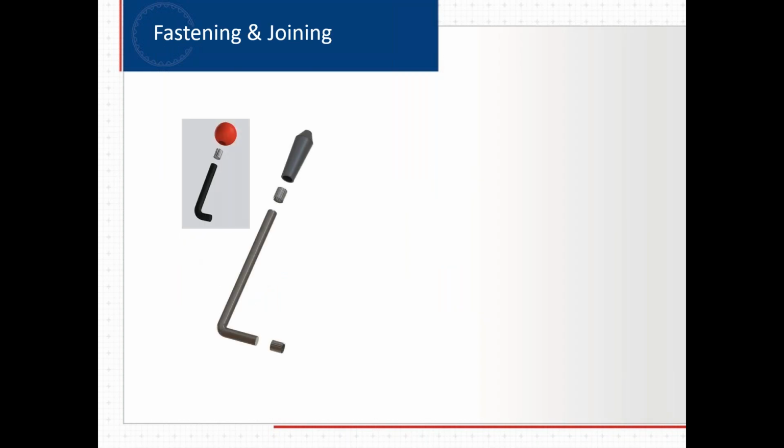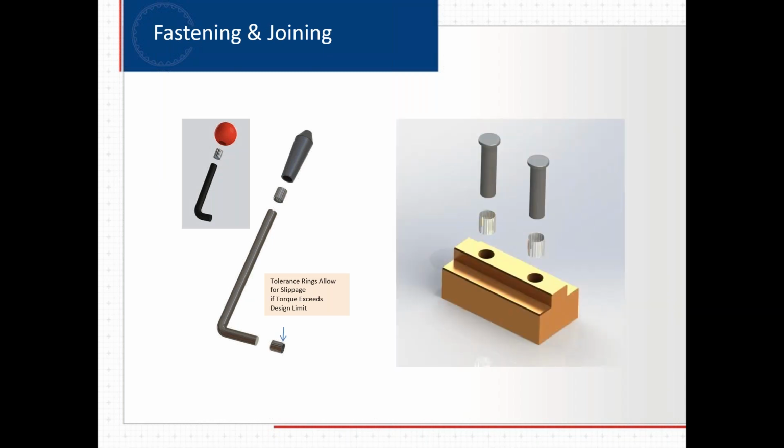Some typical fastening and joining applications are with knobs and handles. And the image on the right shows an application with dissimilar materials where the customer did not want to use adhesives, so they chose a tolerance ring instead to allow for future removal of their components.